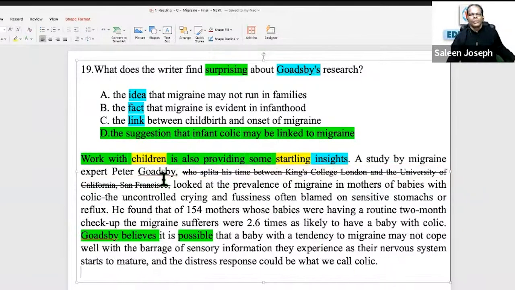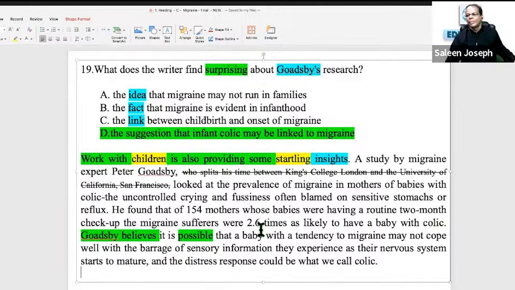Peter Gottschalk looked at the prevalence of migraine in mothers of babies with colic, the uncontrolled crying. Now see, after the hyphen, that will be explaining the previous sentence. Colic, what is colic? The uncontrolled crying and fussiness often blamed on sensitive stomachs or reflux. Colic means the uncontrolled crying and fussiness of kids. Mummies will know better. He found that there are 154 mothers whose babies were having a routine two-month checkup. The migraine sufferers were 2.6 times as likely to have a baby with colic.